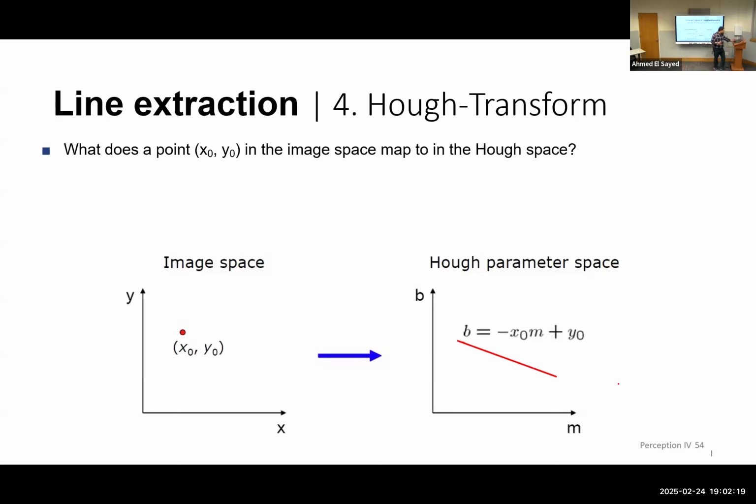Okay. So, by definition, if I have 2 points here, this means that I have two lines in the Hough space. This is x0, y0, and this is x1, y1.